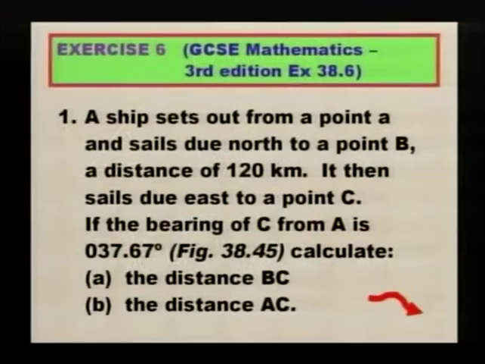The question reads, a ship sets out from a point A and sails due north to a point B, a distance of 120 kilometers. It then sails due east to a point C. If the bearing of C from A is 37.67 degrees, calculate A, the distance BC.